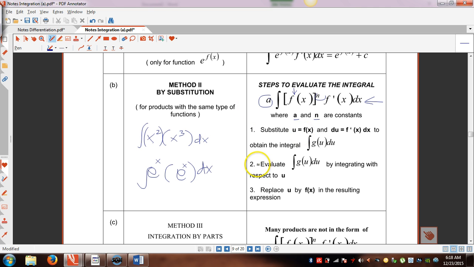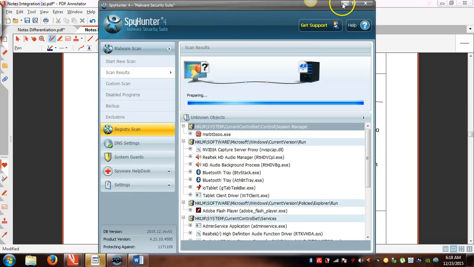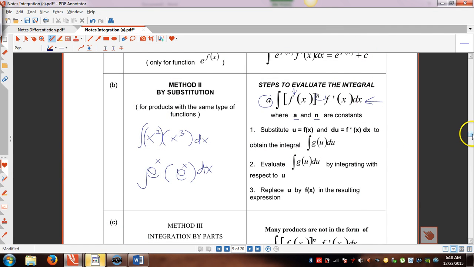Then the second step, we have to evaluate, or solve, the integration part here. So we integrate u du by integrating with respect to u. Then step number 3, we have to replace it again. We have assigned u equal to f(x), so the last thing is to substitute u equal to f(x) again to get x in the resulting expression. Maybe you don't get what I mean. It's okay. Please look at the example first.